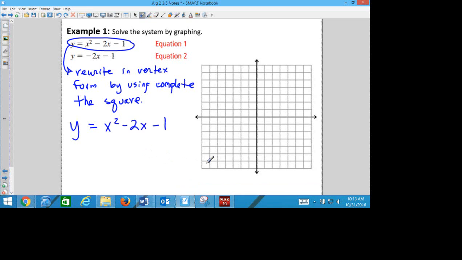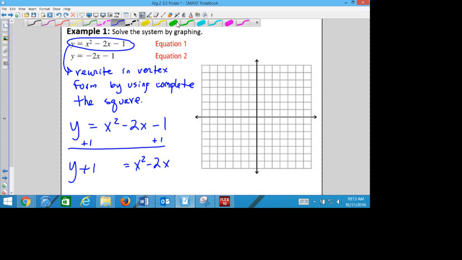So if I'm going to rewrite this in vertex form using complete the square, what should we do first? Move the -1 over to the other side. Yep, that's what we want to do first. Thank you. So now I have y plus 1 equals x squared minus 2x, with a space, because in that space, we're going to complete the square. Draw those squares in.